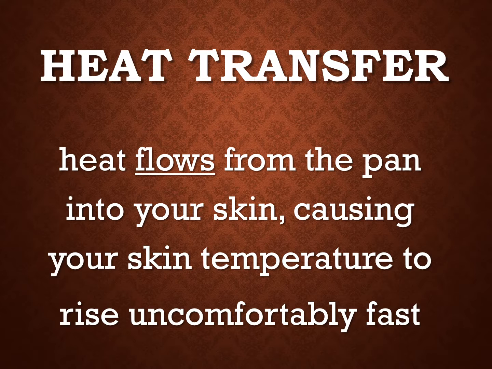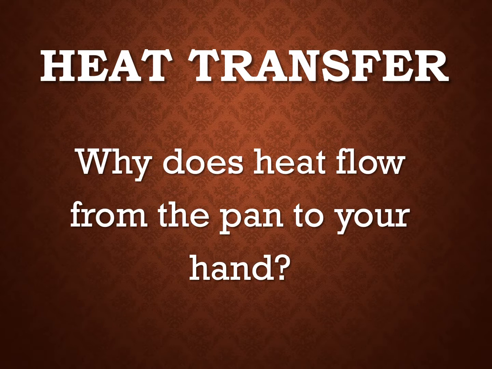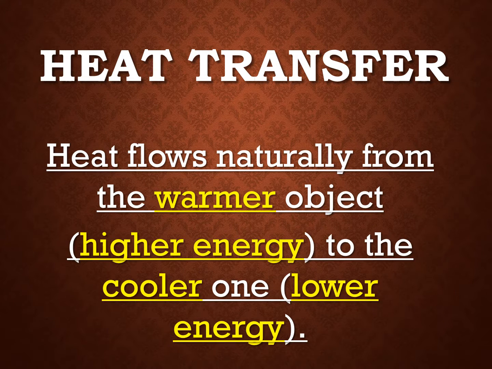What's going on? What we notice is that heat flows from the pan into your skin. And again, why does that heat flow happen? Why does it happen that way? Well, it turns out that heat flows naturally from warmer objects, and these warmer objects have higher energy, to cooler ones which have lower energy. So we kind of talked about this yesterday a little bit with temperature. We said that it is an average kinetic energy. So that means that the more energy I have, the warmer the object is. The lower energy, the cooler it is.